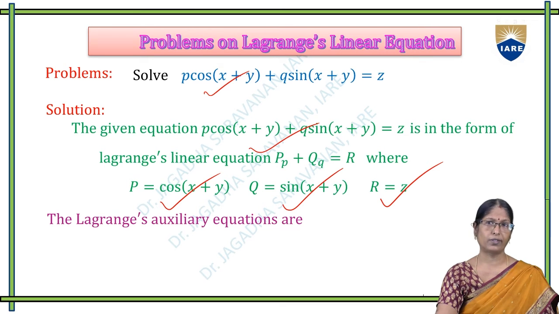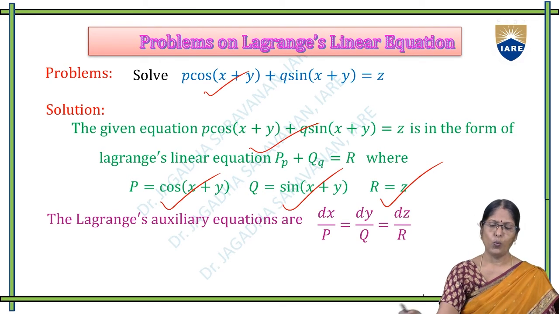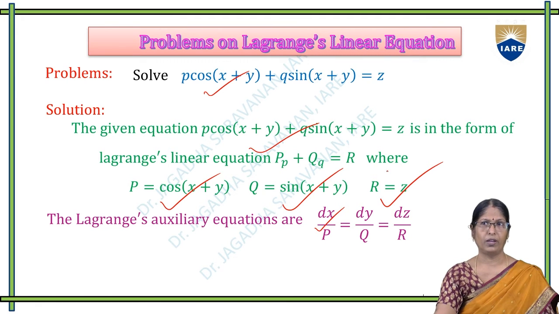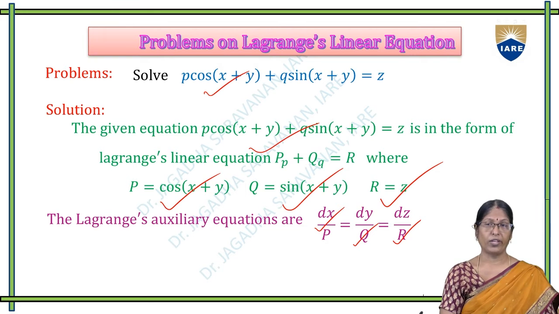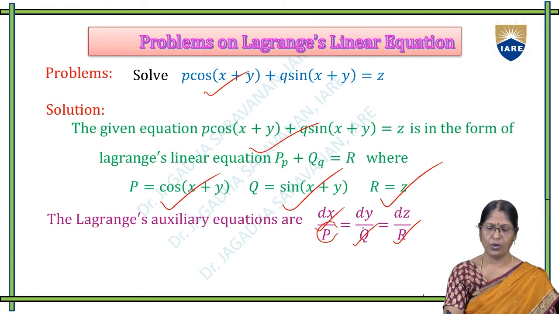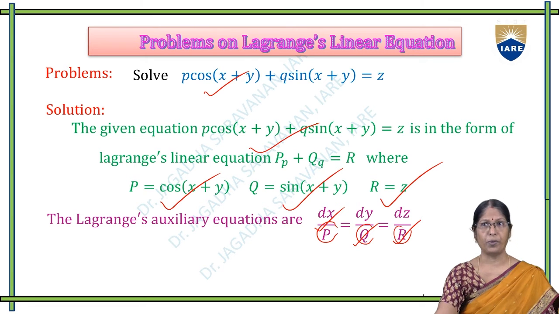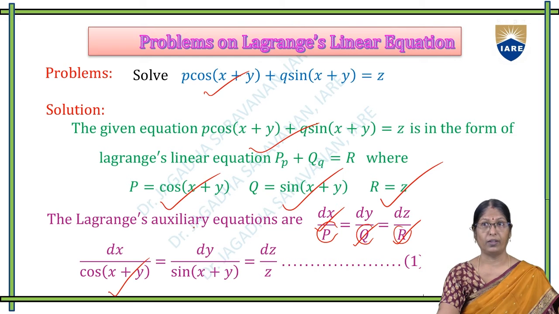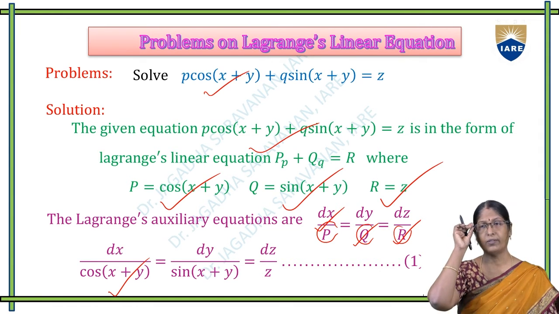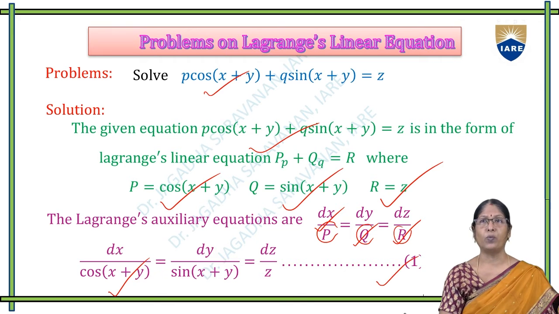So the Lagrange's auxiliary equations are, we can see it, dx by capital P, dy by capital Q, dz by capital R. So according to our equation, the P, Q and R we are going to replace. After replacing, we obtained dx by cos of x plus y, which is equal to dy divided by sine of x plus y, which is equal to dz by z, and we named it as equation 1.